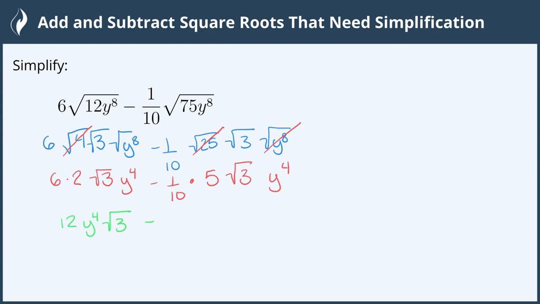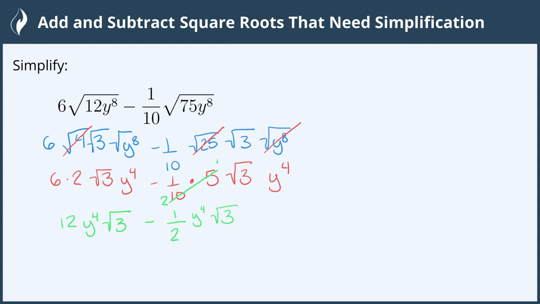The second part, we have 1/10 times 5. We can simplify these by dividing both by 5, giving us 1 here and 2 here. Multiplying those together, we get 1 times 1 is 1, and 2 is the only thing left in the denominator. Again, let's bring the y to the 4th to the beginning, and the square root of 3 does not simplify.